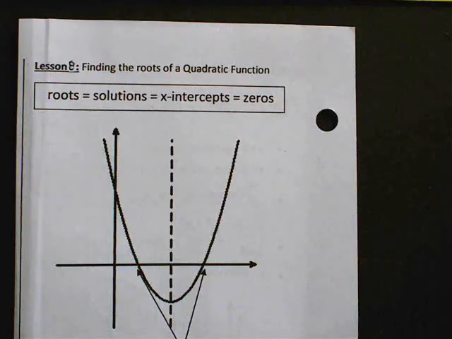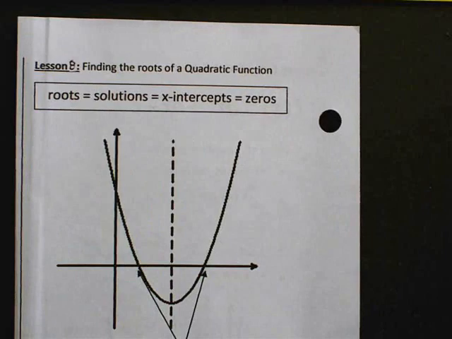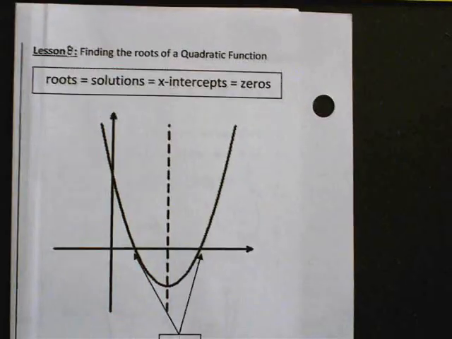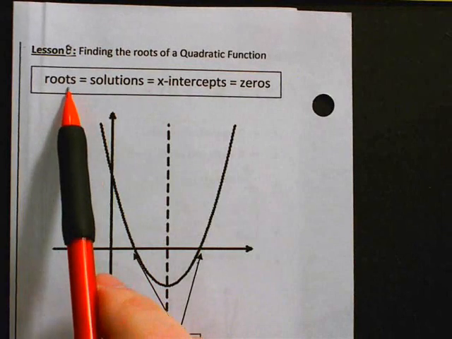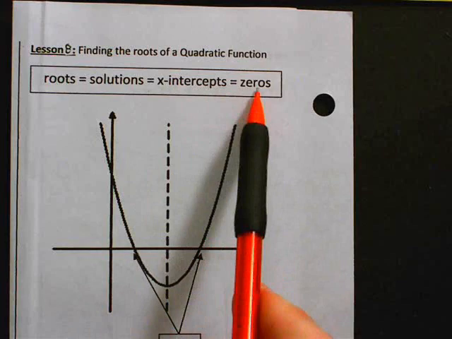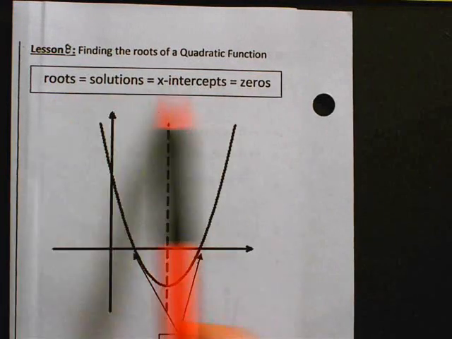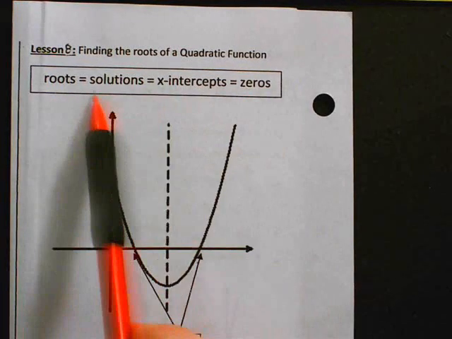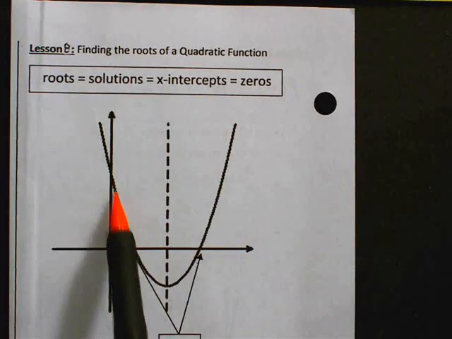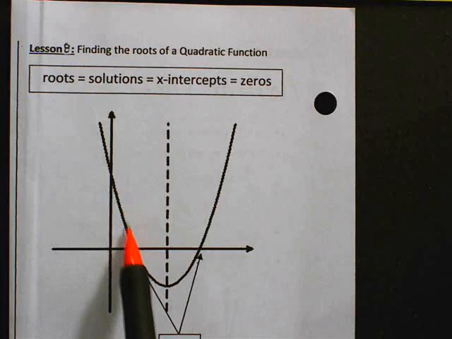Hello, this is going to be lesson 8 on finding roots of a quadratic function. The word roots is similar to solutions, x-intercept, and zeros. Sometimes you're going to see questions that ask for any one of these, and they all mean the same thing. What they represent is where the line crosses the x-axis.